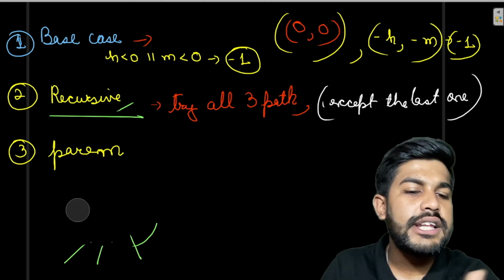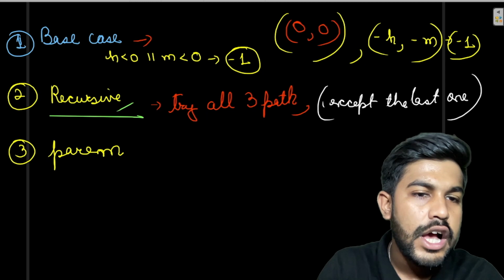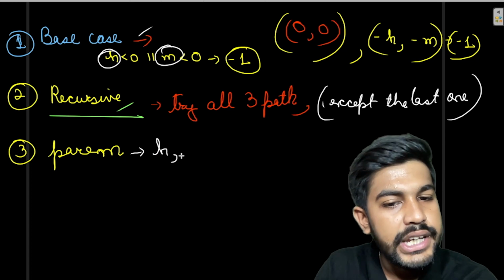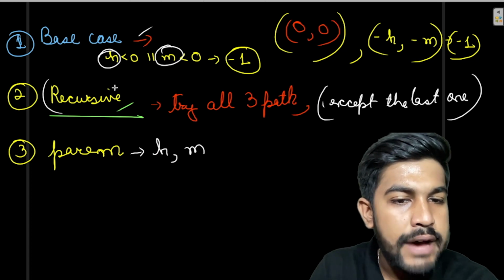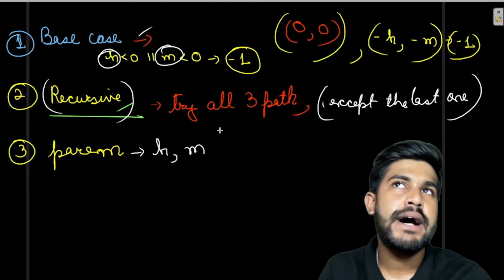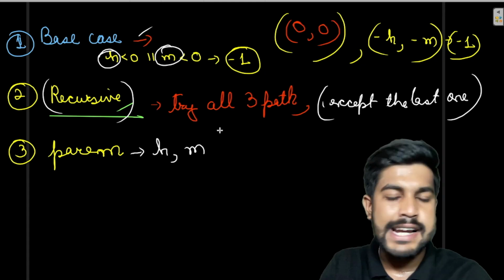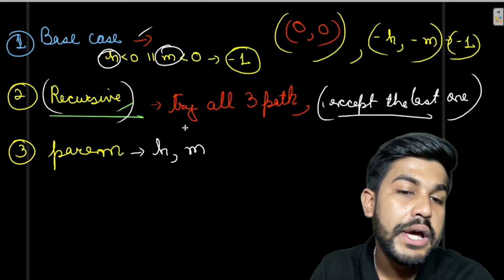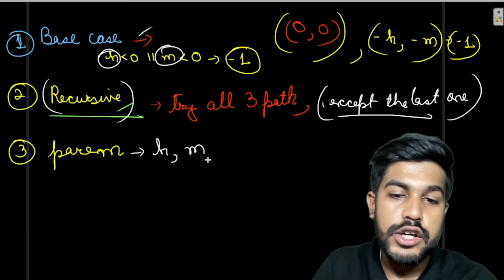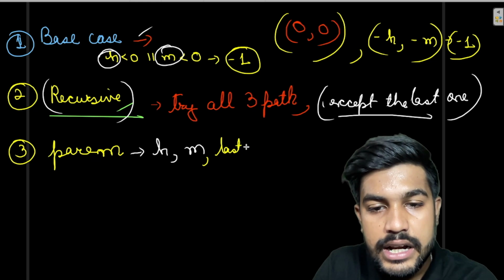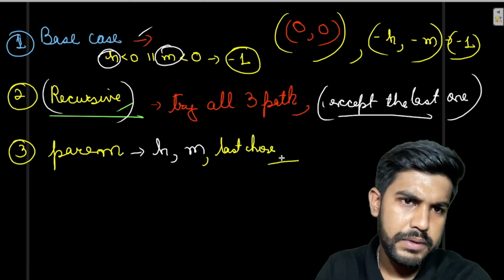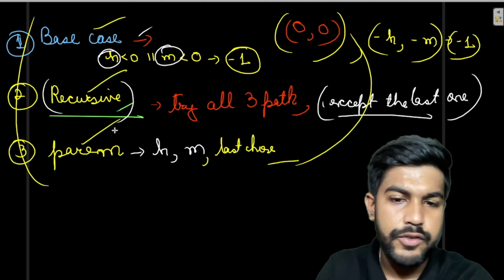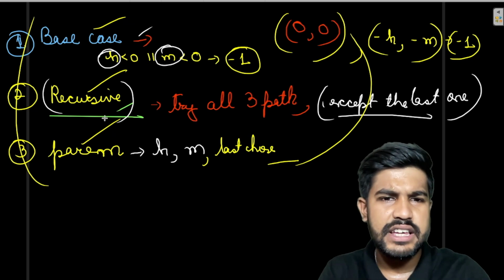Now let us see what we really need to calculate this. To have the base case, we just need h and m, so in the parameters we need h and m at each step. For the recursive step, we will try all 3 possible paths, and the path values are already given to us, so that is not an issue. But the problem is that we need to exclude the last one, so we need to know the last path we have chosen. So we can have a variable as last chosen. This is how we would proceed: we would have the base case, the recursive step, and the parameters. Everything else would be discussed in the implementation.